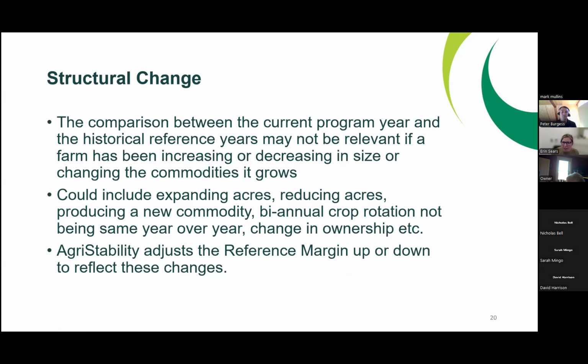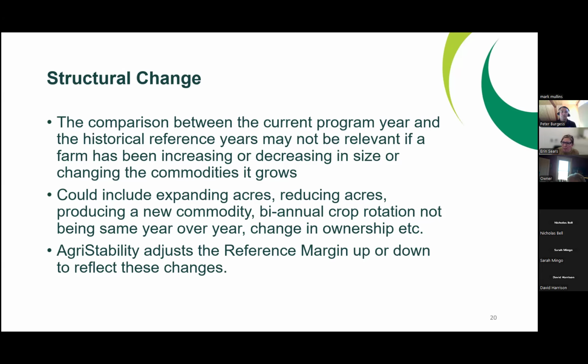I also wanted to talk to you about structural change. Structural change is factored into the way they do their calculations. I'm going to leave it very high level, but I can get into the weeds in the next one. Structural change is the comparison between the current program year and the historical reference years. It may not be relevant if a farm has been increasing or decreasing in size or changing commodities. It's really trying to compare apples to apples, where you're looking at the same size operation year over year, and they're taking that up and down out of it.